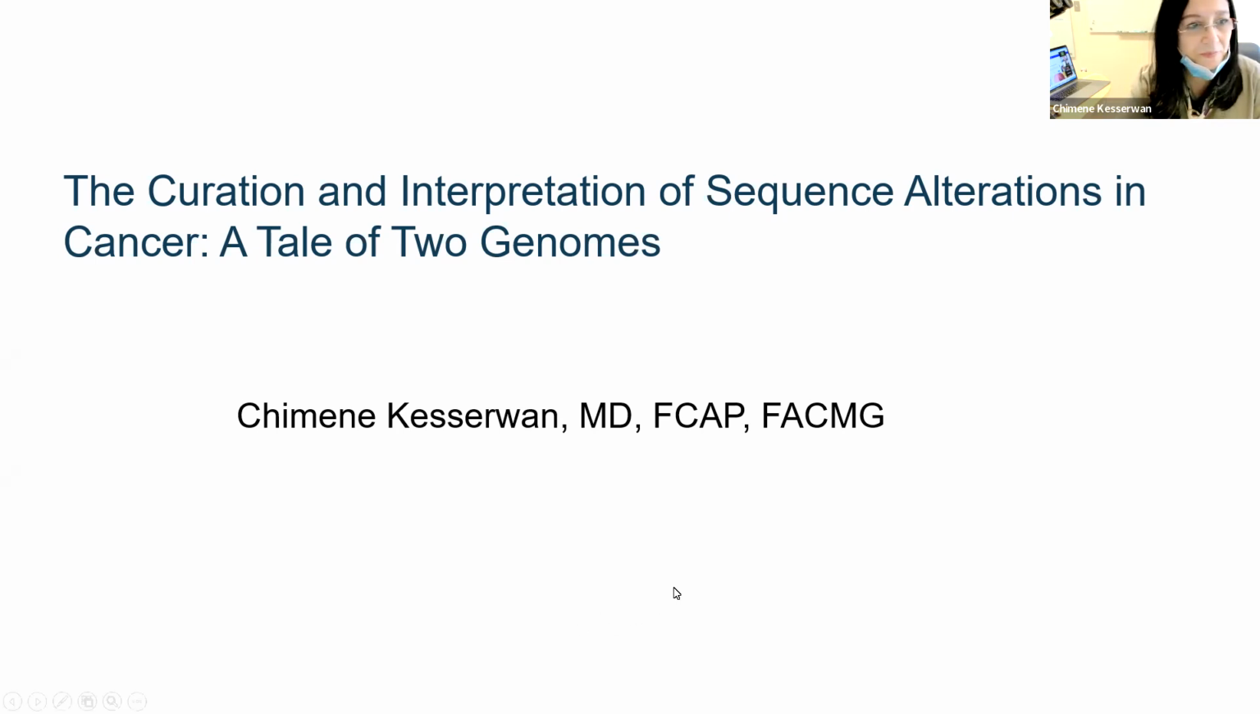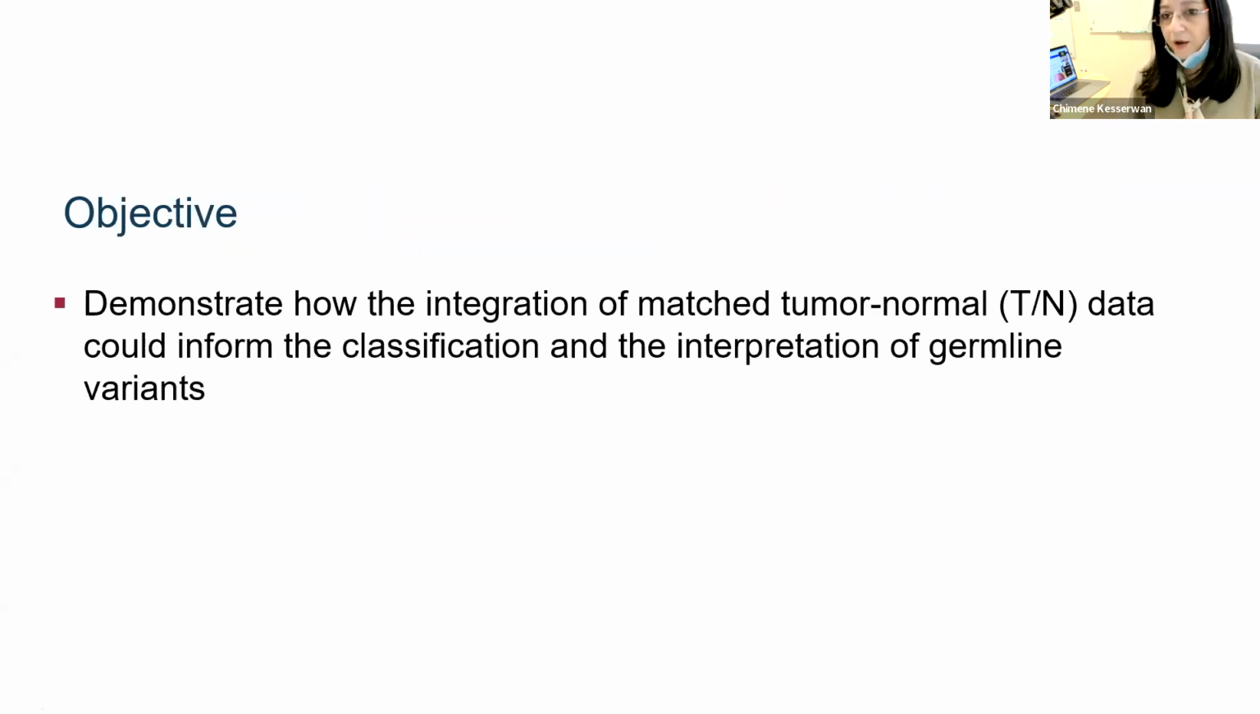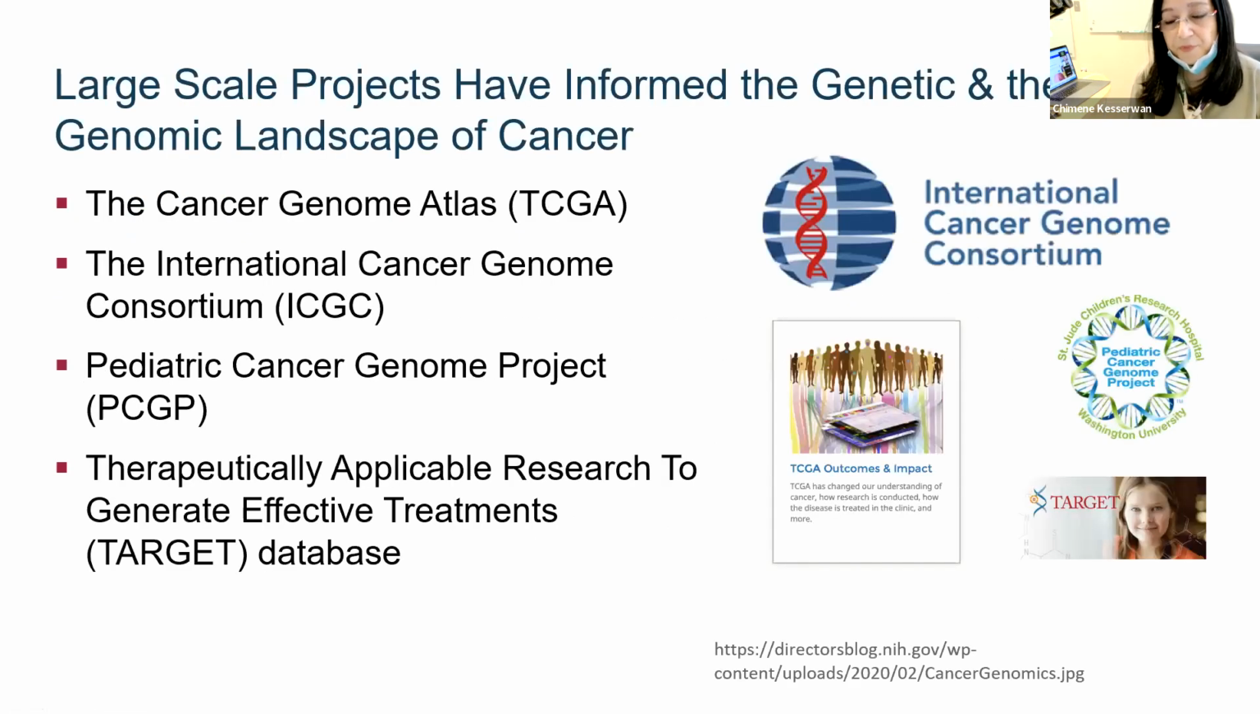So today I will be talking about the curation and interpretation of sequence alterations in cancer, a tale of two genomes. Feel free to interrupt me if you have any questions. We'll try to make it as interactive as possible. I only have one objective. I will demonstrate how the integration of matched tumor normal data could inform the classification and the interpretation of germline variants. And we'll go through a few examples to demonstrate the process.